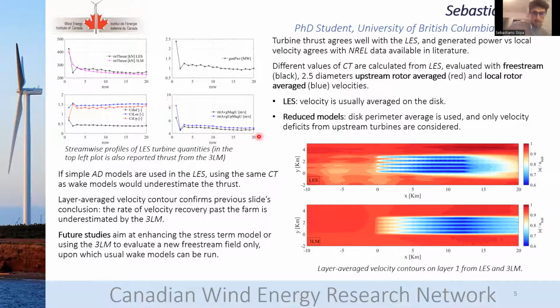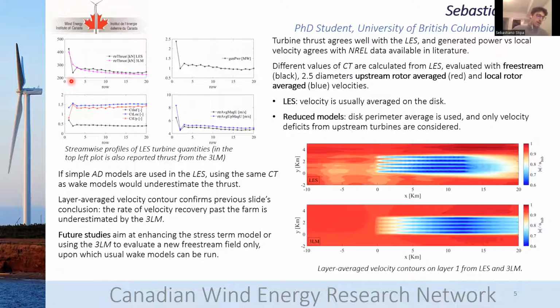So the interesting thing, apart from the fact that the 3-layer model thrust agrees with the LES, is an interesting note: we must be careful when using actuator disc models that do not have the actual wind turbine geometry, but only take the CT value as input. So, for example, in the wake model used for this study, the velocity that is used to dimensionalize the CT is the disc perimeter averaged velocity. So it means that we have points only on the perimeter of the rotor disc, and we average the velocity there from the wake model, and we compute the thrust.